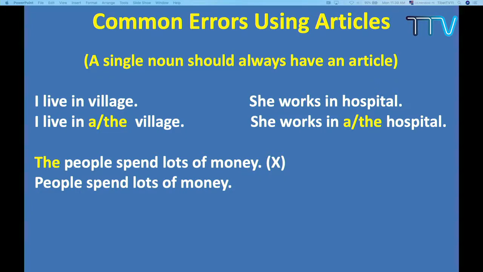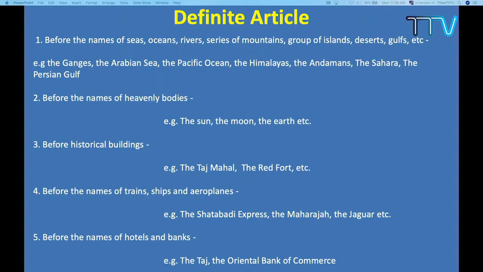So let us talk about the definite articles. I don't know whether you'll be able to see all these things or not, but you have already learned the articles, so I'm going to go through this very quickly. Where do we use the definite article? I'm talking about the. First one is before the names of seas, oceans, rivers, series of mountains, groups of islands, deserts, gulfs, etc. Whenever we have these, we have to use the definite article: the Ganges, the Pacific Ocean, the Himalayas.